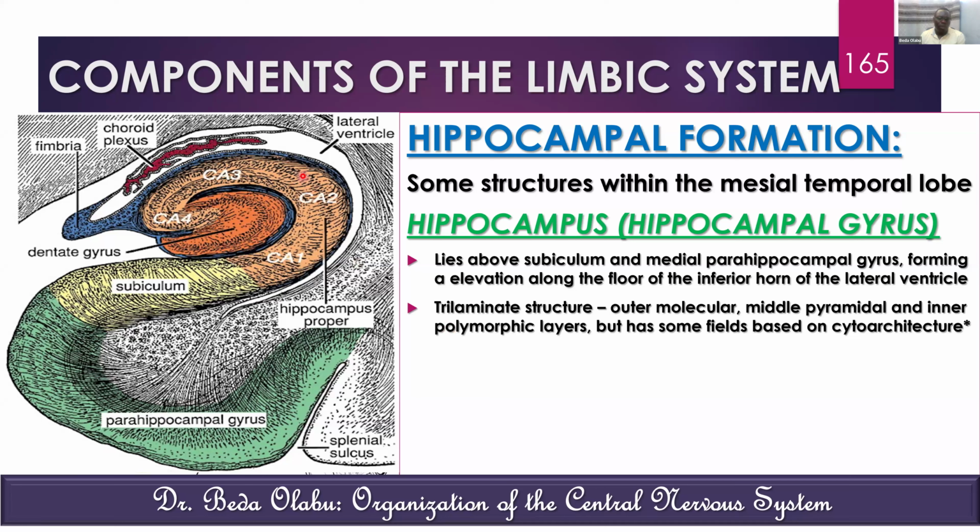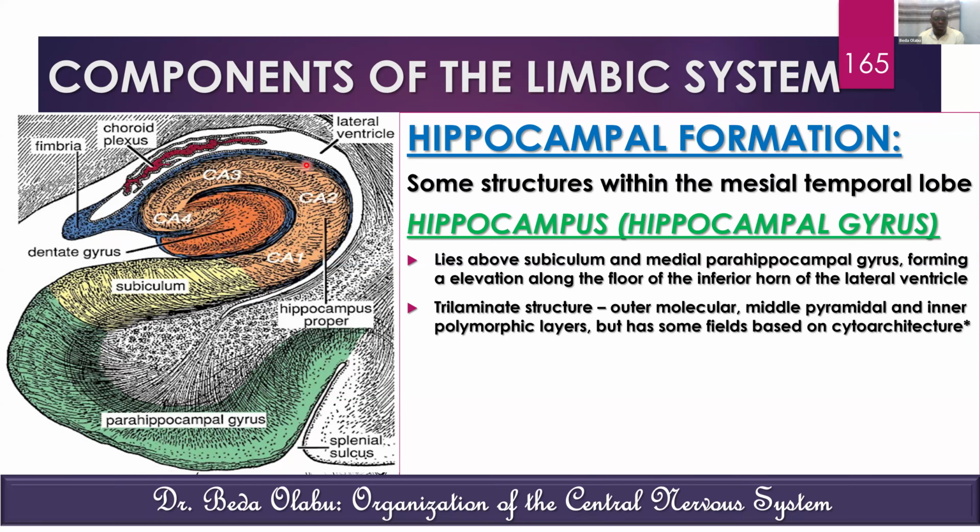Histologically, the hippocampus has 3 layers. So it is an archicortex. So having the outer molecular layer, a mid layer that is pyramidal, and an inner layer that is polymorphic, having a mixture of gray and white matter component.